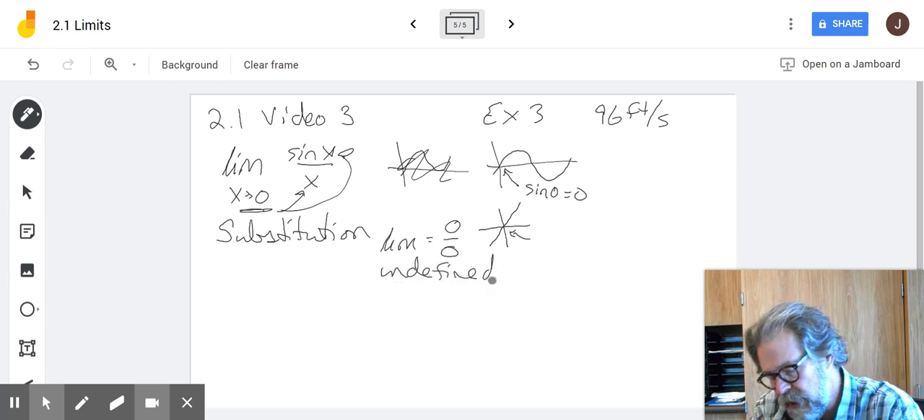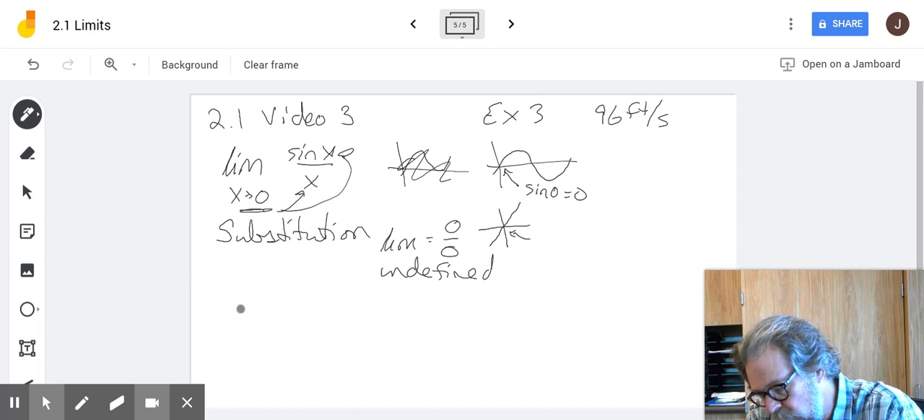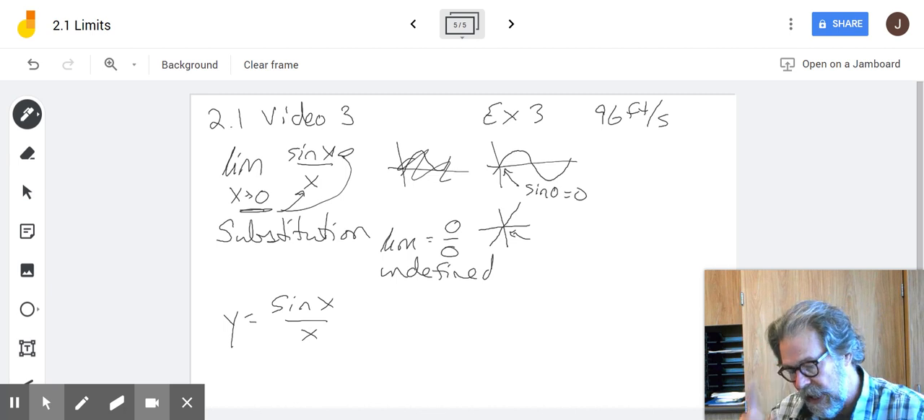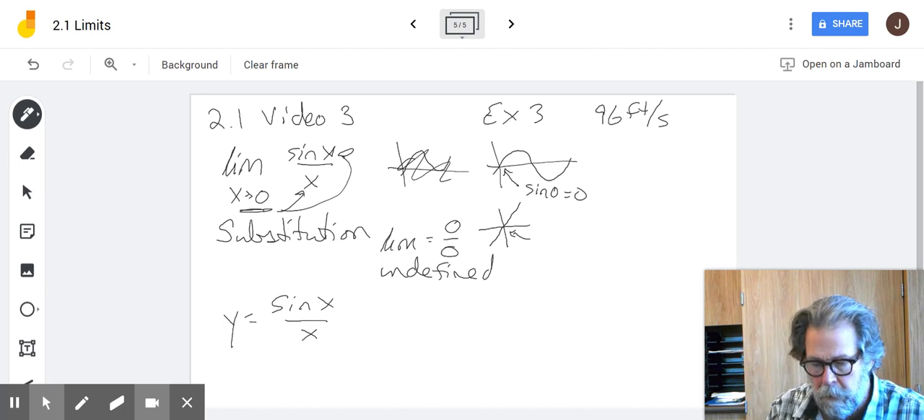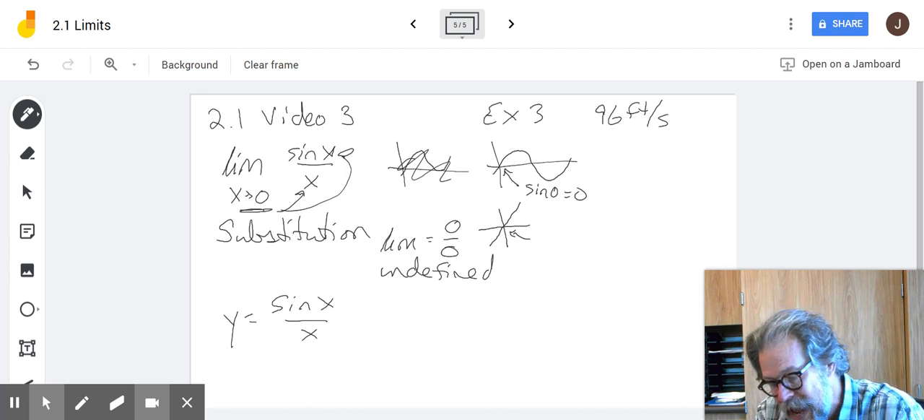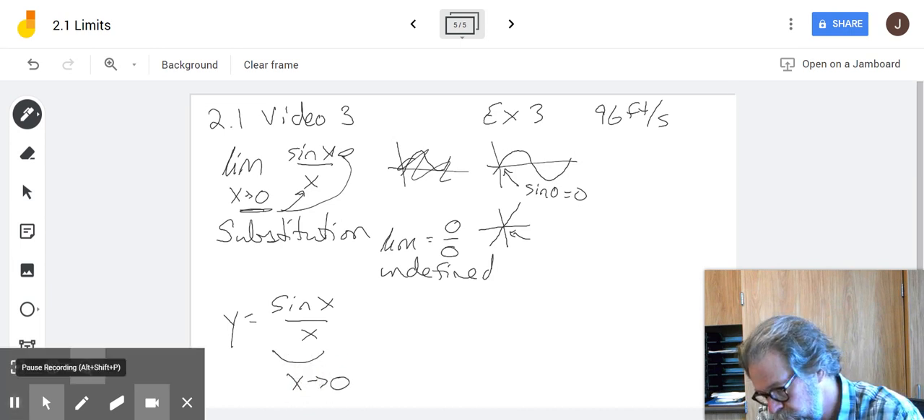So what we're going to do instead is I want you to go ahead and plug the equation y equals sine of x divided by x into your calculators. I'll pause for just a second while you do that. Go ahead and pause the video, put that into your calculator, and see what happens to this function as x gets closer and closer to 0.